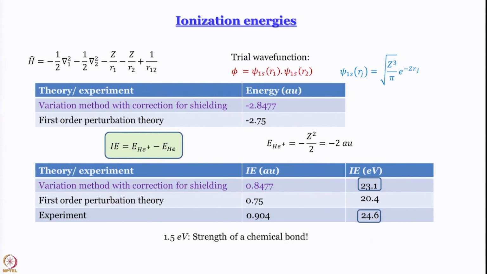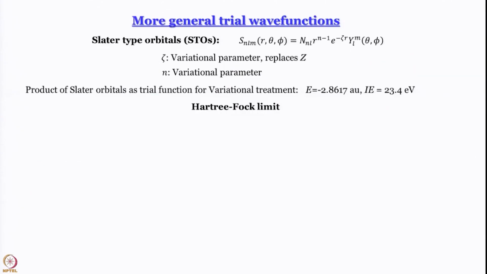So, there is room for doing better, and in trying to do better, what one does first is that one can use more general trial wave functions. There is no need of sticking to hydrogen atom like wave functions. So, the first kind of wave functions that one can use are Slater type orbitals. They are still one electron wave functions, that is why we call them orbitals. Slater type orbitals are functions of r, theta and phi as usual.